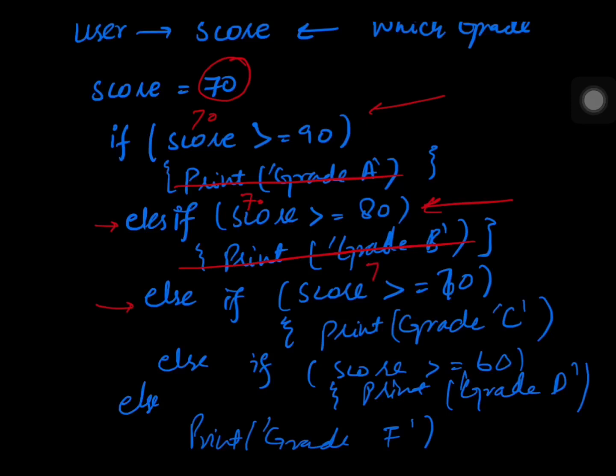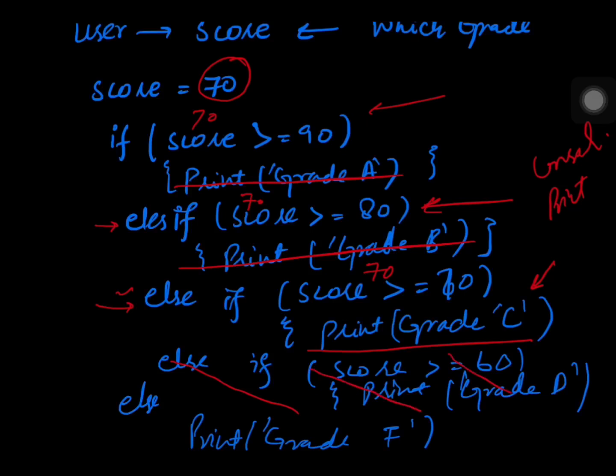Now this condition will be checked, and as the user score is equal to 70, that will be printed on the console. Grade C will be printed. Once this condition becomes true and this statement is executed, the rest of the code will not be checked. This is how nested if else conditions work.